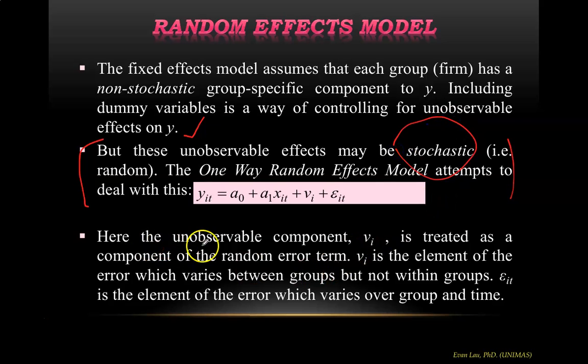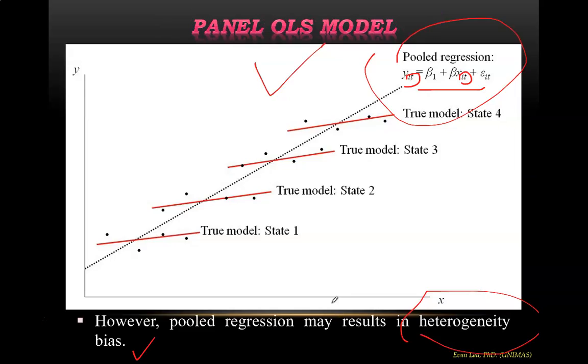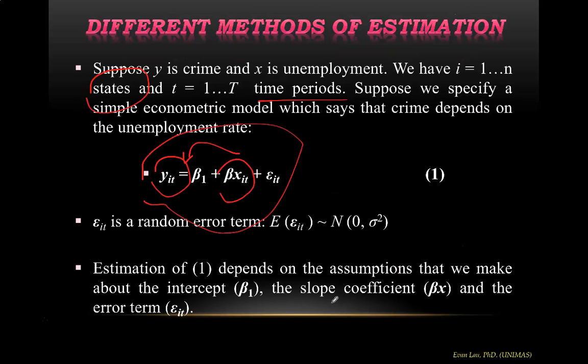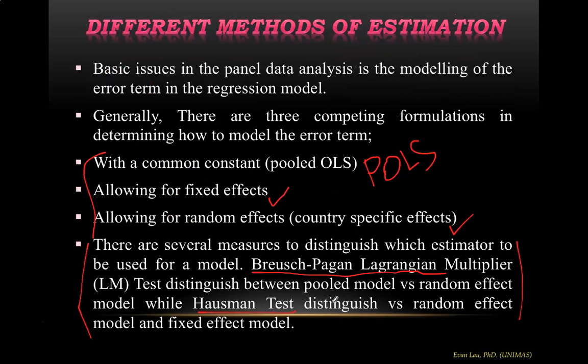All right. So here our unobserved component is treated as a component of the random error, and the element of the error which varies between groups but not within the group is separated from the element of the error which varies over group and time. When we talk about between and within groups, we can decompose that into two different dimensions.